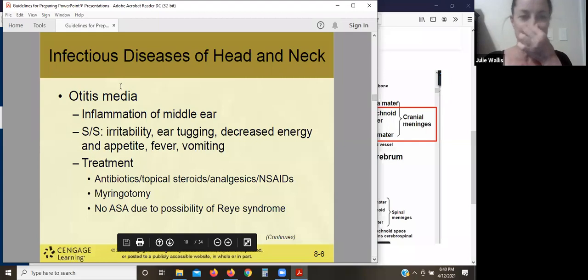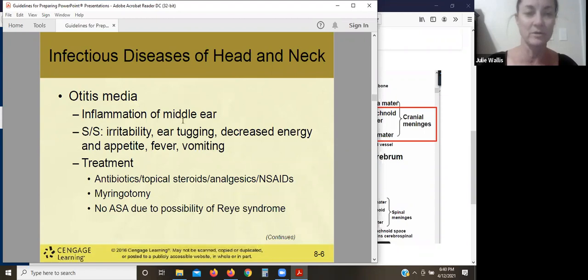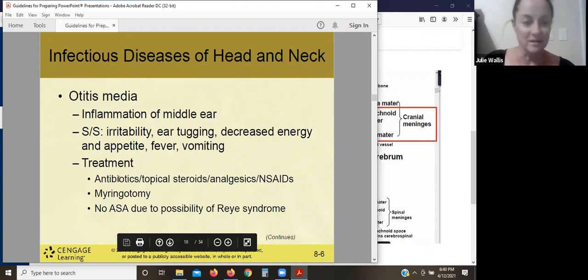All right, otitis media, also known as earache. This is inflammation of the middle ear. Symptoms: irritability, ear tugging, decreased energy, appetite, fever, and vomiting. Can be treated with antibiotics, topical steroids, analgesics, NSAIDs, myringotomy. I don't even know what that is. Does anybody know what that is? I tried to look up everything that I didn't know today, and I totally didn't notice that one. It does also have the side note of no aspirin treatment due to the possibility of Reye's syndrome.